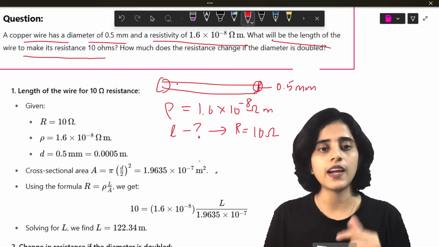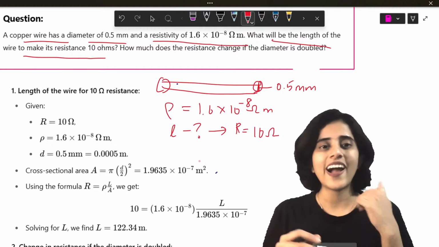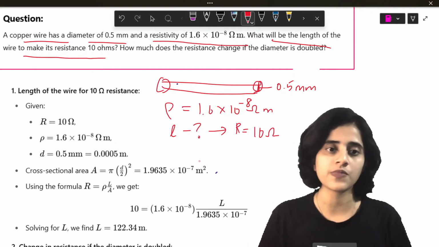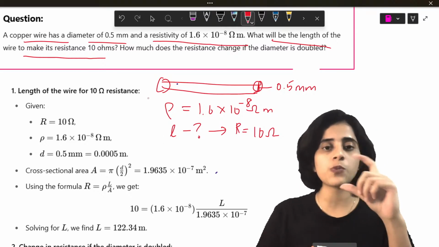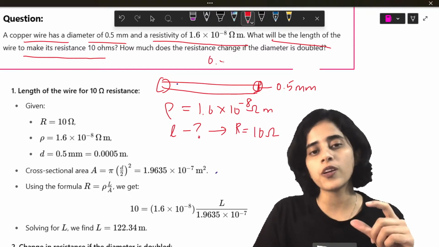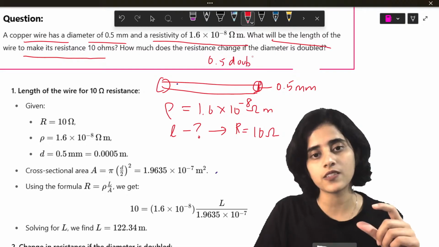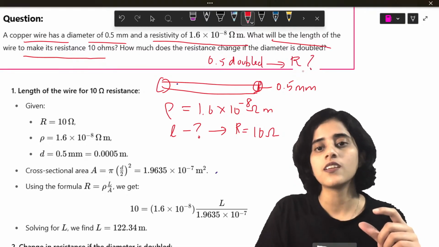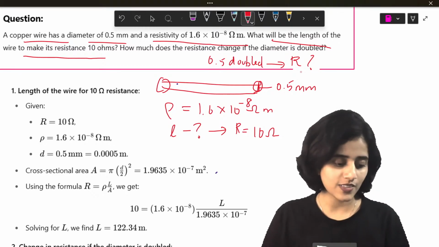So, there's one more part of the question. How much does the resistance change if the diameter is doubled? Okay, so initial diameter is 0.5. So, if 0.5 is doubled, what is the change in resistance?